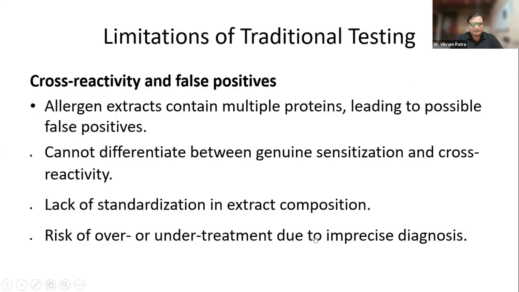So what are the limitations of traditional testing? As we discussed, cross reactivity and false positives. Even with the skin prick test or serum IgE, we are using the crude extract, and against the crude extract we are demonstrating the IgE. Allergen extracts contain multiple proteins, leading to possible false positivities. They cannot differentiate between genuine sensitization and cross reactivity. Most importantly, all these available allergens lack standardization in extract composition. Because of this, the risk of overtreatment is many times seen in polysensitized patients.